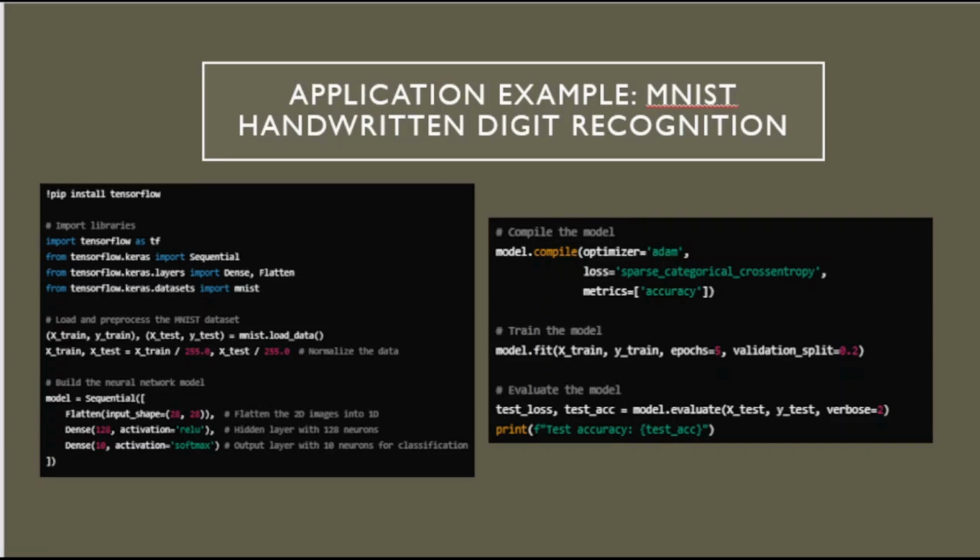Here, the flatten layer converts the 28 by 28 pixel matrix into a single vector. The hidden layer has 128 neurons, each applying a ReLU activation function, while the output layer uses softmax to assign probabilities to the 10 classes. After training, the model achieves impressive accuracy on the test set, showing it has successfully learned to classify handwritten digits.